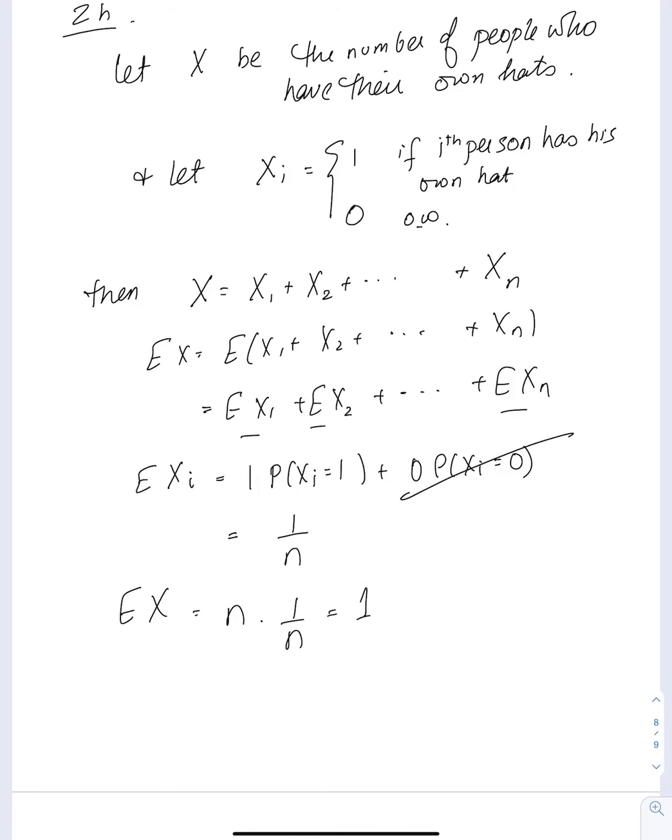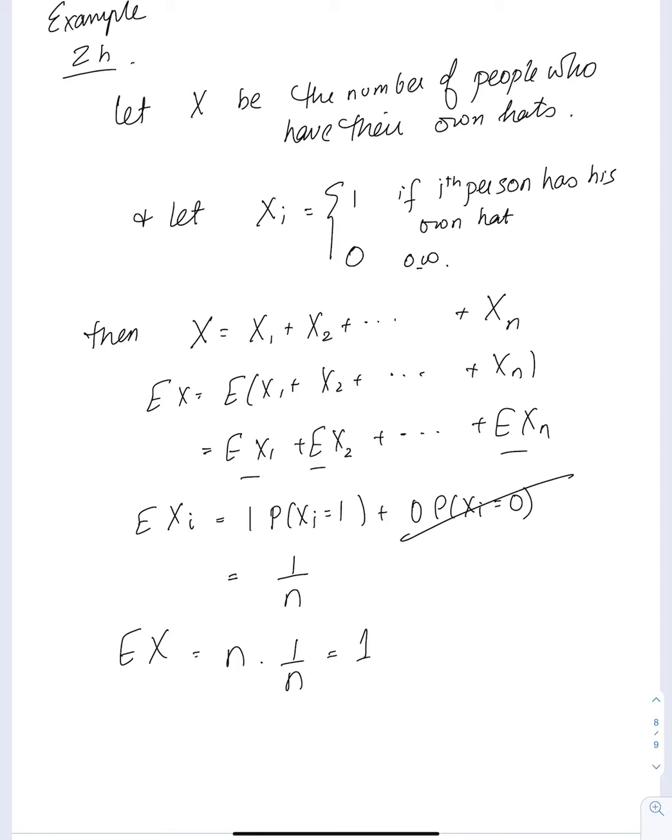Now that's a little surprising. You might not have expected this. No matter how many people there are, the expected number of people that have their own hat is 1. I think that's maybe not so intuitive a result. I hope this all is making sense. Of course, if you have any questions, don't hesitate to ask. So in this case, you can say on average, one person will have their own hat.